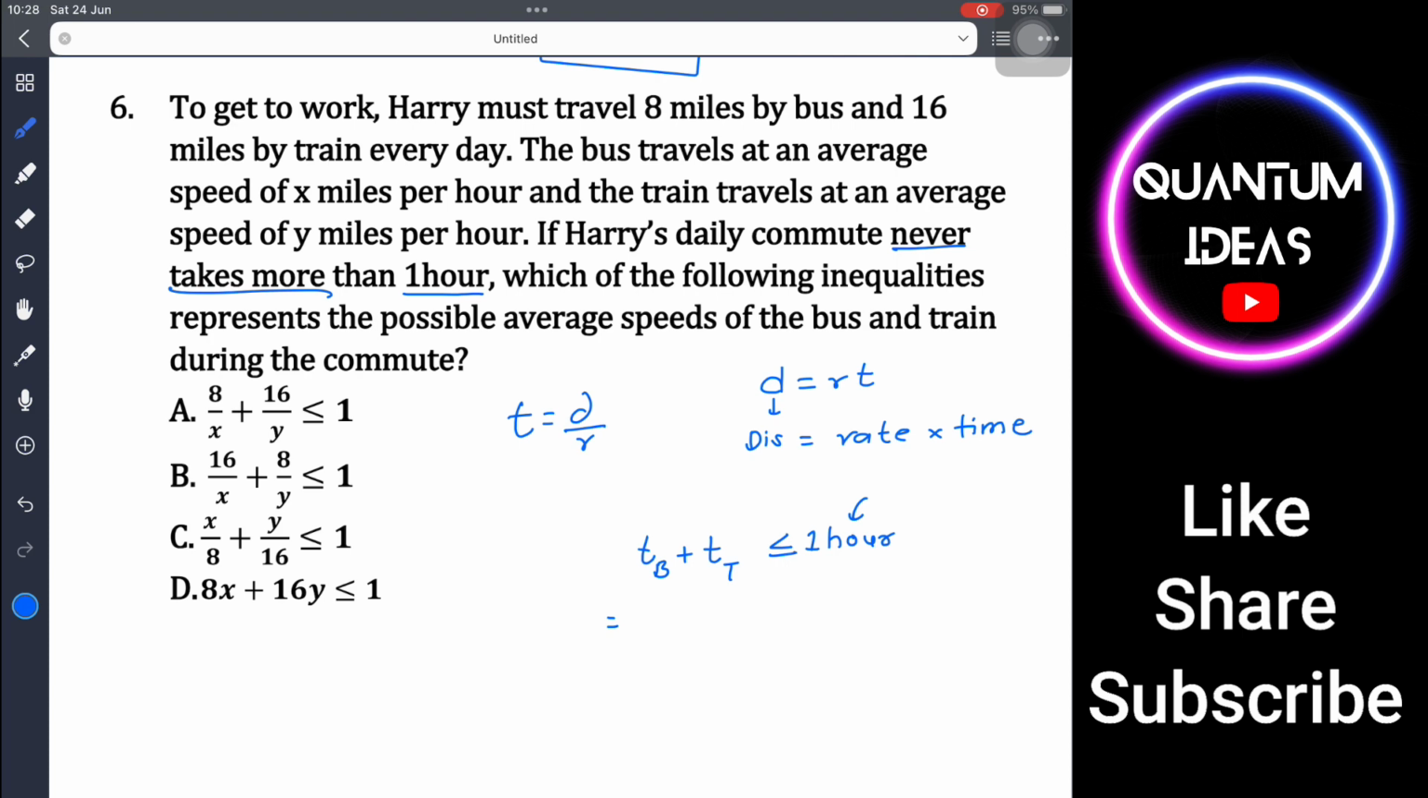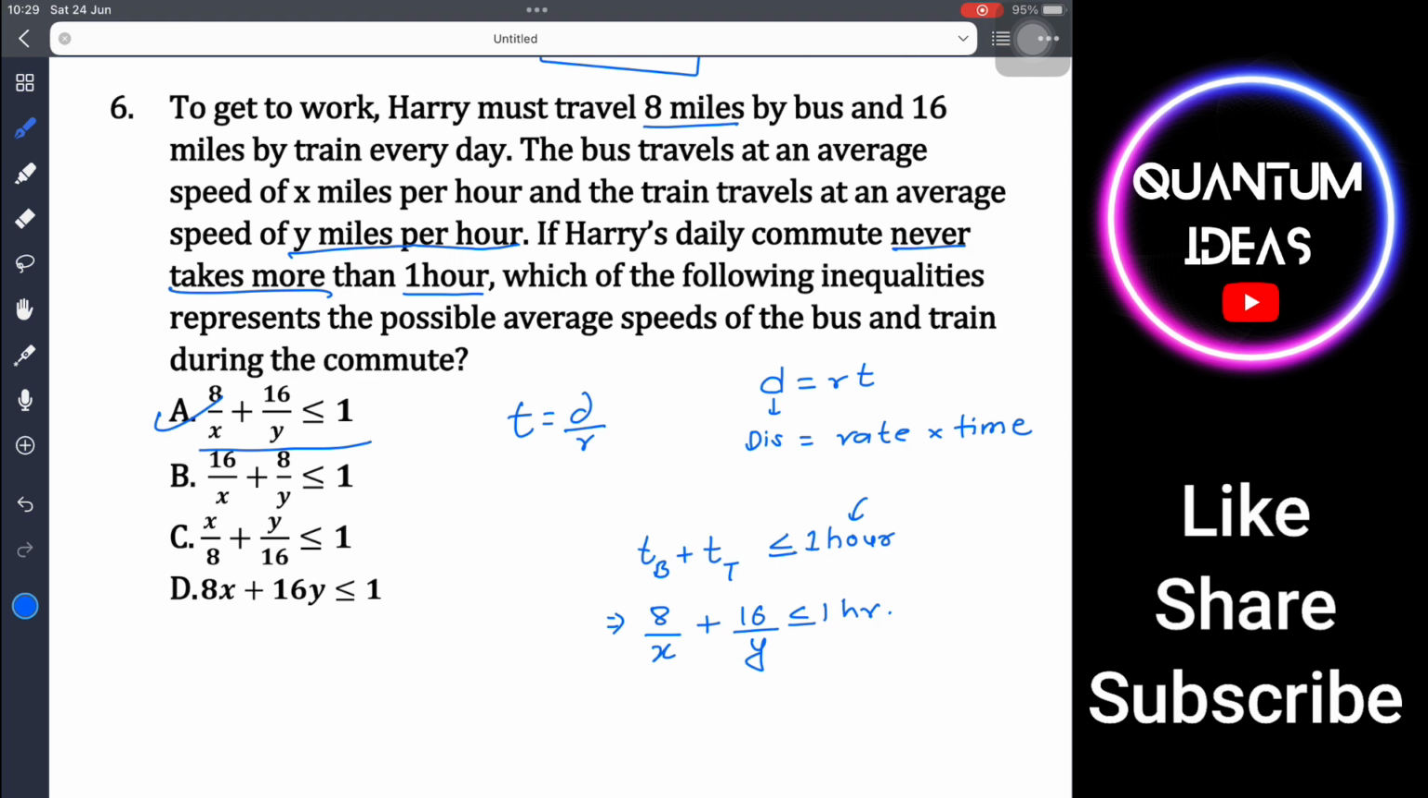So let's see here, distance. What is the distance traveled by bus? It is 8 miles. 8 miles divided by the rate of the bus, which is x miles per hour, plus the distance traveled by the train, that is 16, over the rate of the train, that is y, is less than or equal to 1 hour. So C, 8/x + 16/y is less than or equal to 1 hour. Okay, A is your answer, guys.